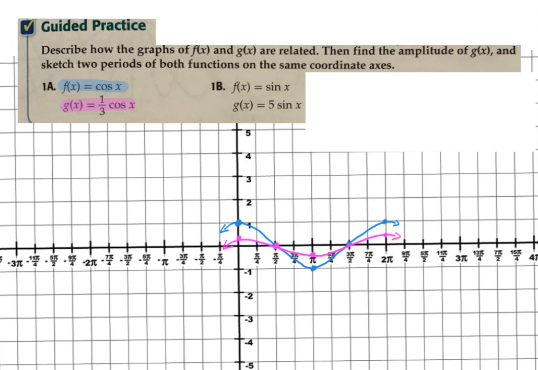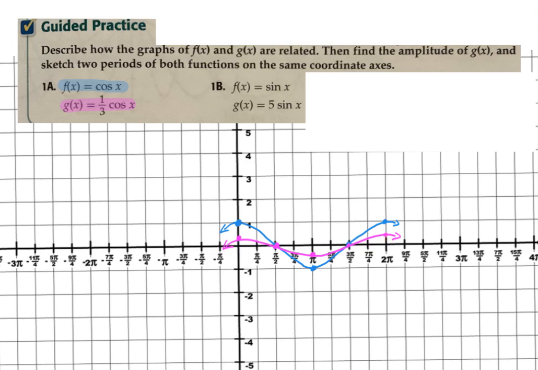All right, let's look at this one real quick, then I'll do the sine one. So for the cosine, you start at positive 1, you go to 0, negative 1, 0, positive 1. That's your regular cosine. They wanted 1/3 cosine. So you start at 1/3, go to 0, negative 1/3, 0, positive 1/3.